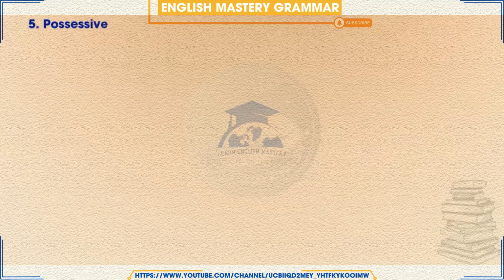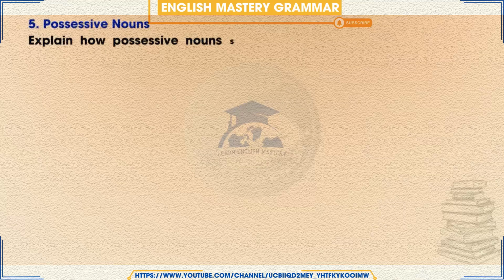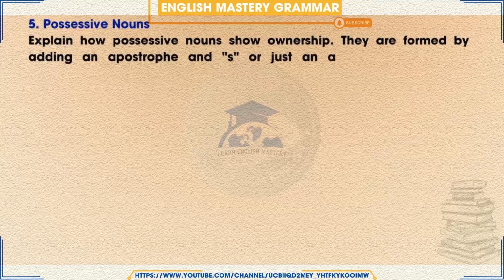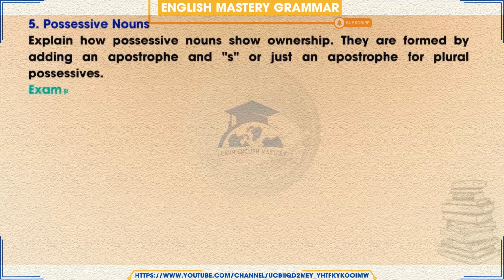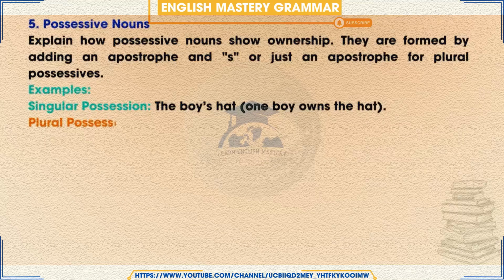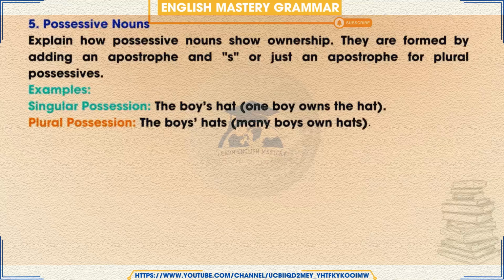5. Possessive nouns. Explain how possessive nouns show ownership. They are formed by adding an apostrophe and s, or just an apostrophe for plural possessives. Examples: Singular possession: the boy's hat, one boy owns the hat. Plural possession: the boys' hats, many boys own hats.